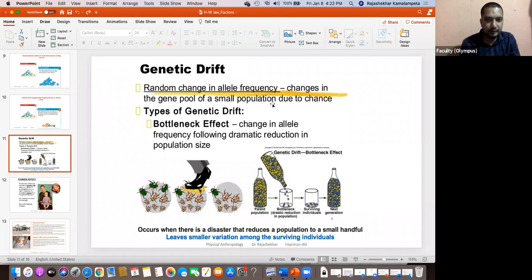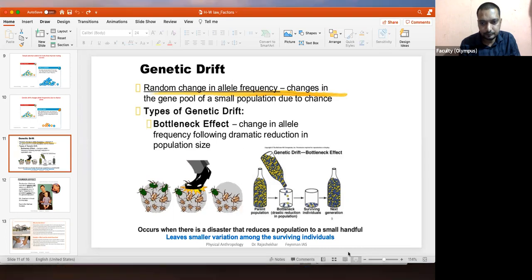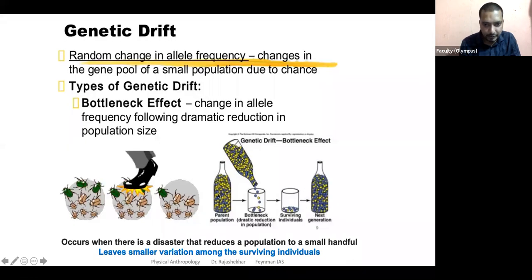Bottleneck effect means it's a random chance. It's one type of genetic drift. So why is it called bottleneck effect? If you see the image on the right side, this is the population. Several yellows, several blues are there. But when you actually try to pour out, what happens? They get stuck. Only a few of them will come out. As you see, those in this container could come out of the bottle.